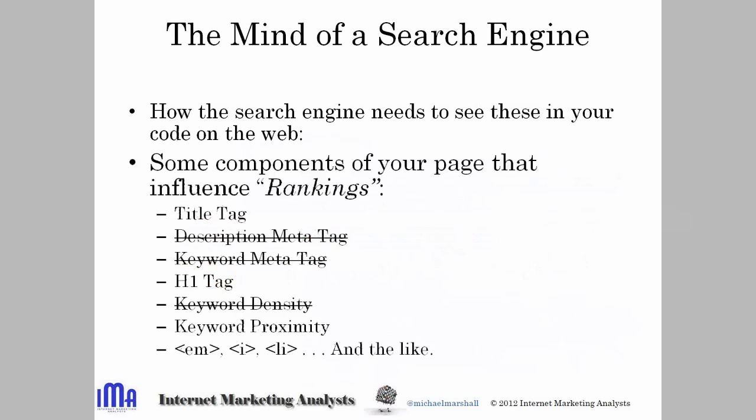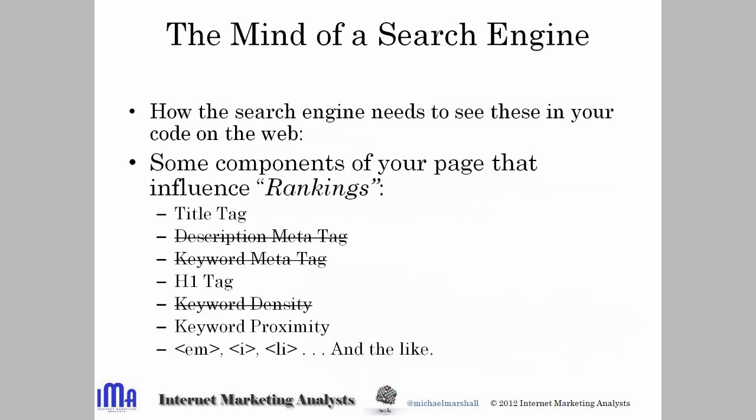So how do the search engines see these things in your code? Some components of your page that influence ranking are here following. This is what most people talk about when they talk about SEO and where to put my key phrase. Title tags, description tags, keyword tags, H1, keyword density, keyword proximity, and things like bold, italics, and list items. So the title tag is going to be the most important on-page element. And you want to make sure that your key phrase is in the title tag and that it's as close to the front as possible.